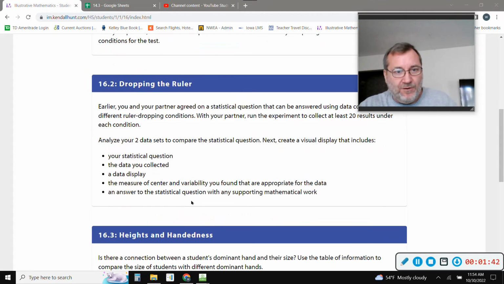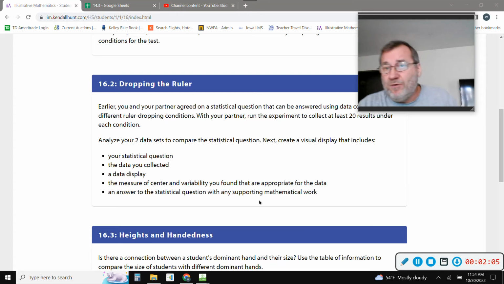This is the sequence they want you to follow. They want you to do your statistical question, and the data you collect, the data display, the measure of center and variability you found that are appropriate for the data, to answer the statistical question with any supporting mathematical work.